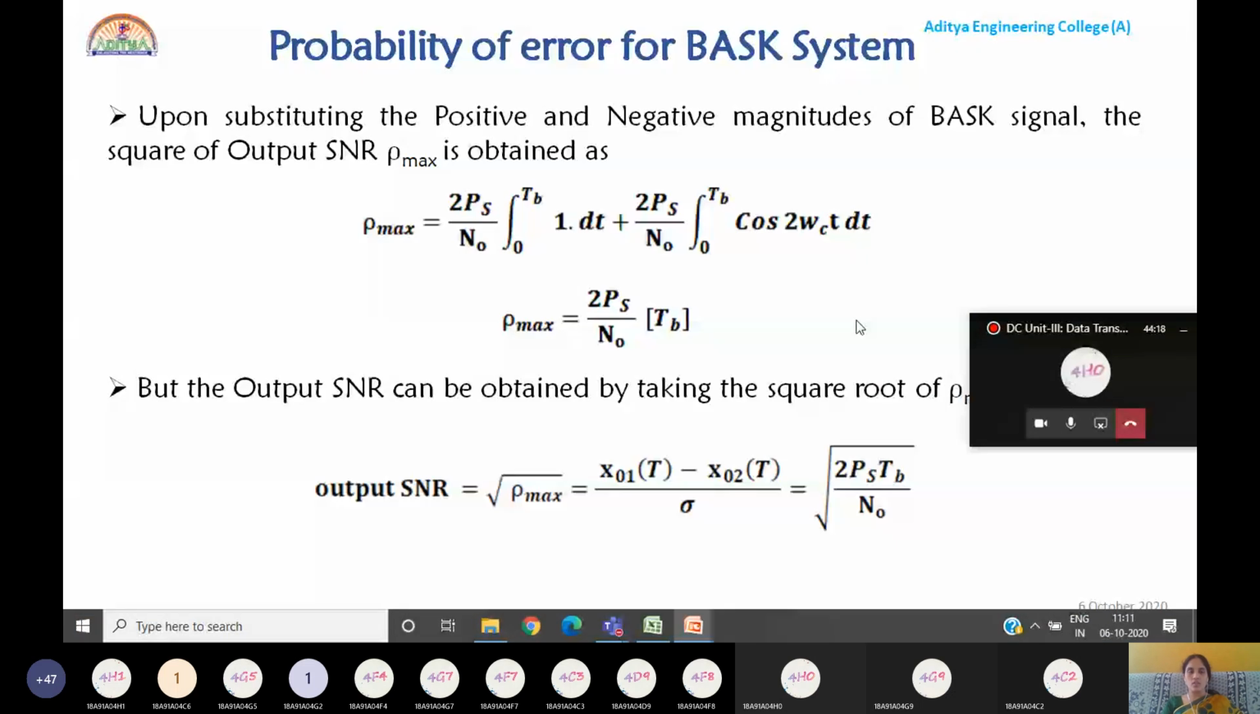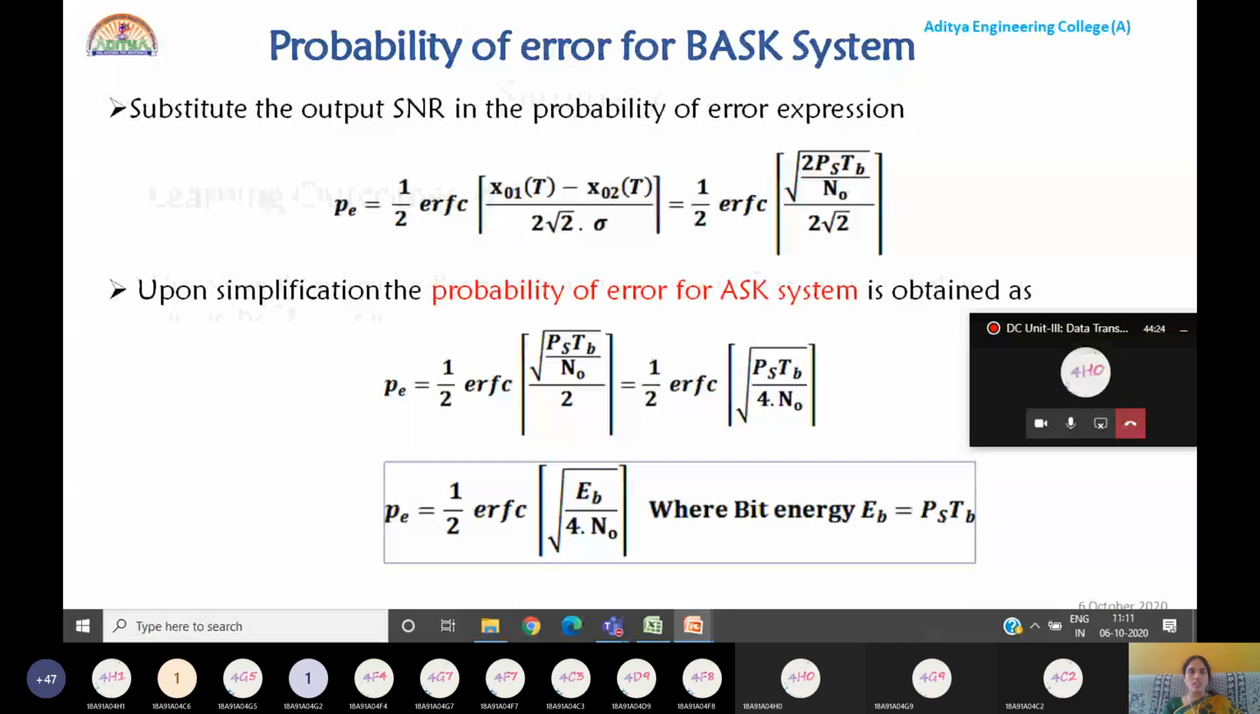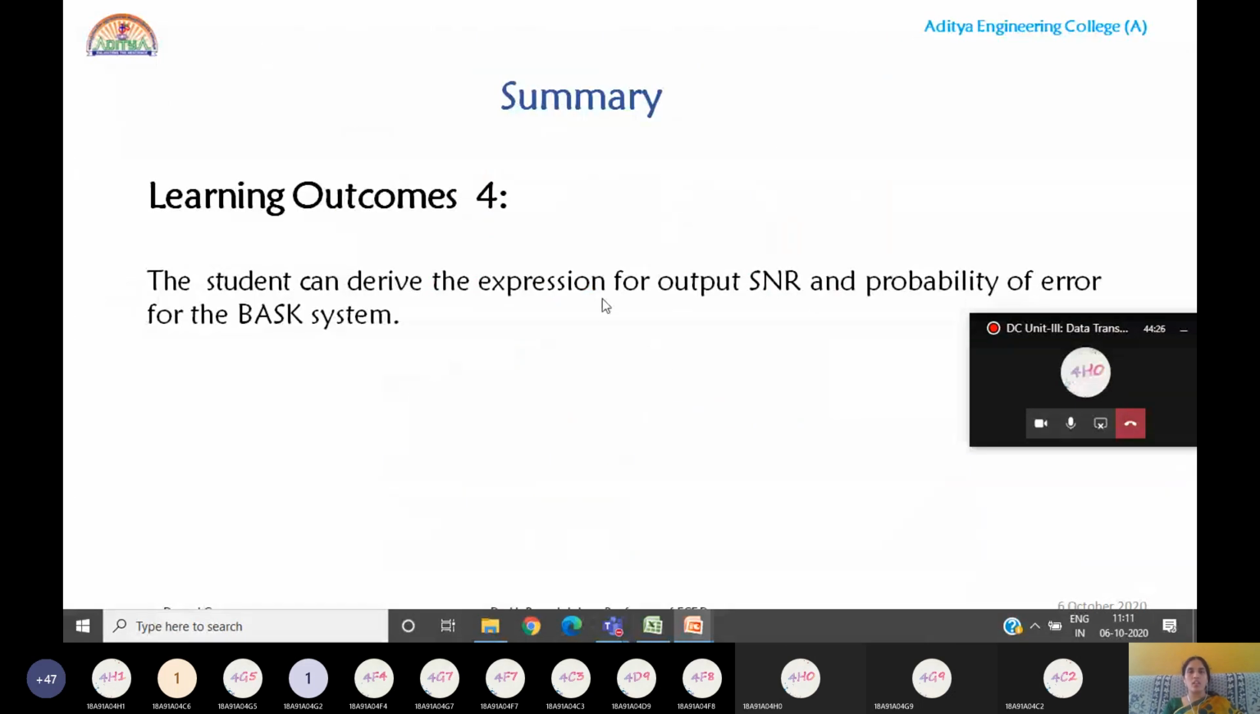Is it okay, Achyut? Yes, ma'am. Okay, so with this we can conclude our probability of error calculation for binary ASK system. And at the same time, you should remember the output SNR for binary ASK system. How much did you get? Can you tell me once, what output SNR did you get in the derivation? What is the value of output SNR?